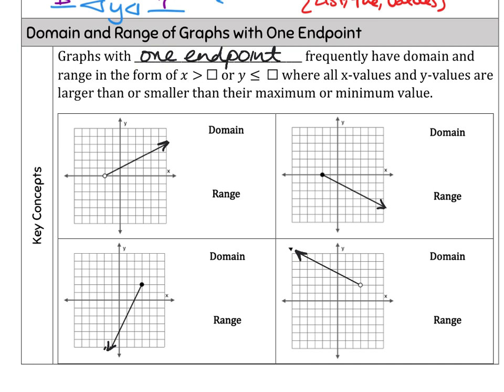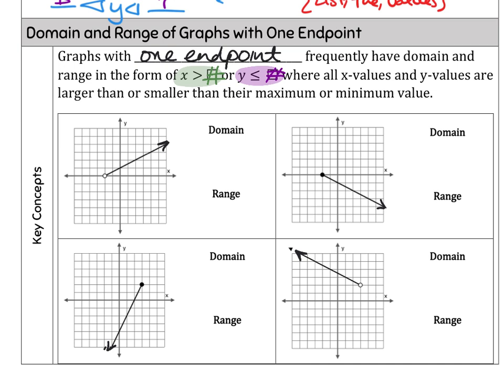Okay, the domain is going to be in the form x less than or greater than, less than or equal to or greater than or equal to whatever that number where the graph stops is. And range, the y's, are going to be less than or greater than, or less than or equal to and greater than or equal to some number where all the x and y values are larger or smaller than their maximum or minimum value. Super confusing to talk about, but here's how we do this.